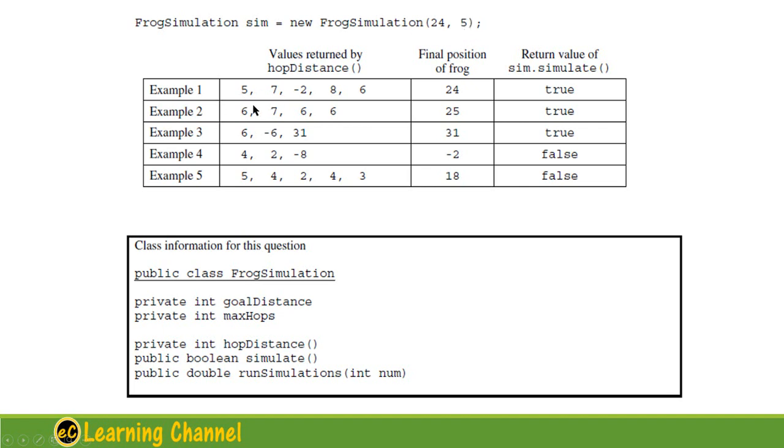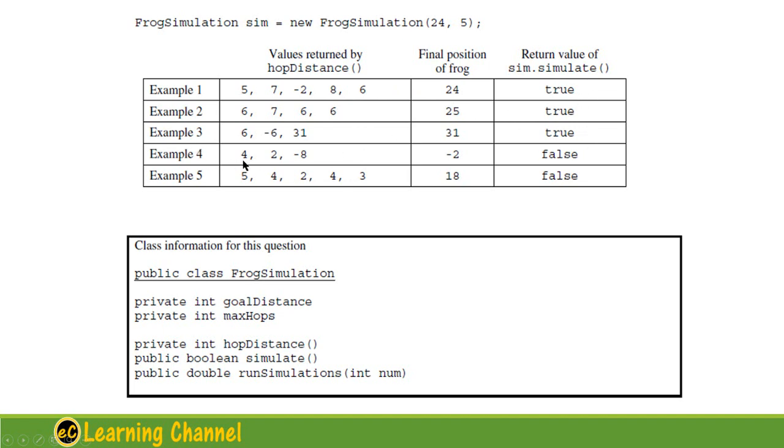Then you do the simulation, and each time you do one simulation. In this one, your final position is 24 and you pass it, because you have 5, 7, that's 12, minus 2, you are at 10, and then plus 14, you reach 24. Then the result of the simulate method will return true. So let's simulate the others.